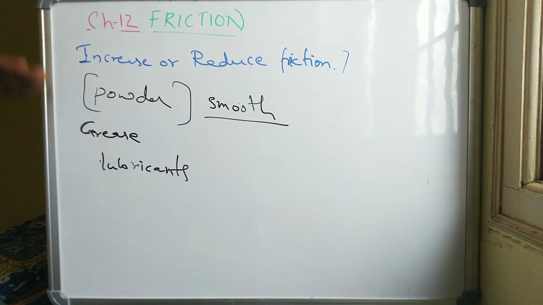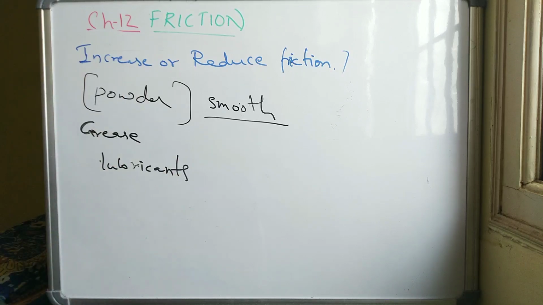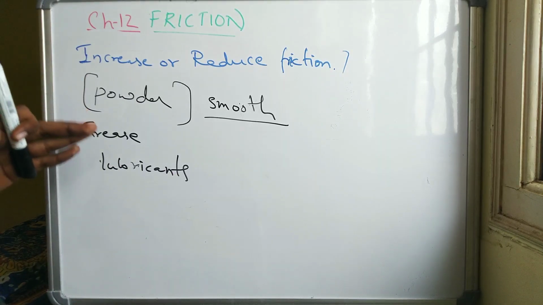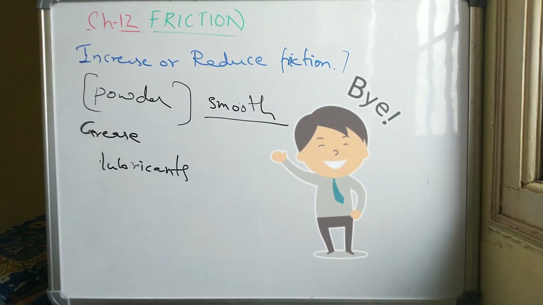Powder in case of the carrom board, grease in case of the chain of bicycles, bikes and all, lubricants in case of machines, ball bearings, all those things. So there we have to reduce friction. So we get the point that sometimes we have to increase friction, sometimes we have to reduce the friction in order to achieve the activities. Okay, so this is all about this.